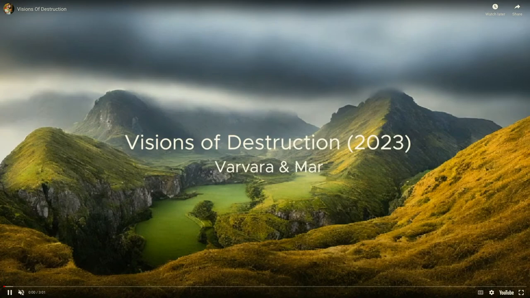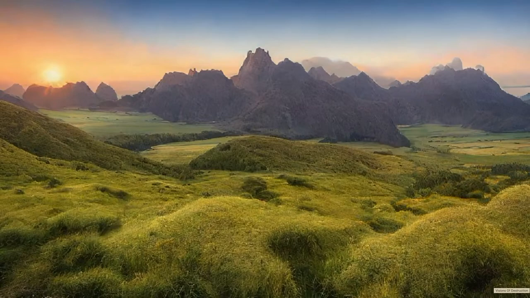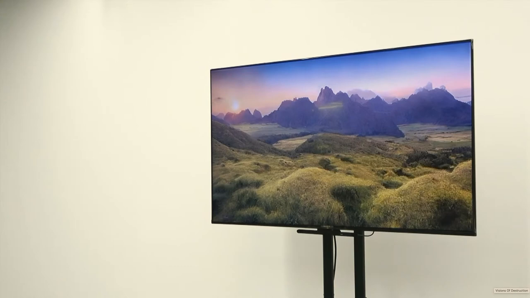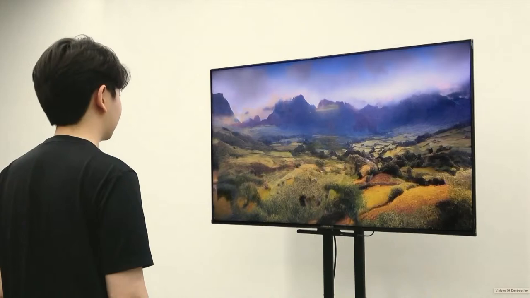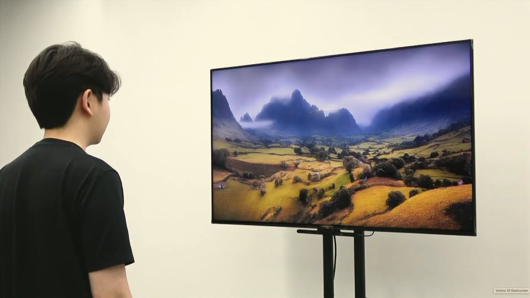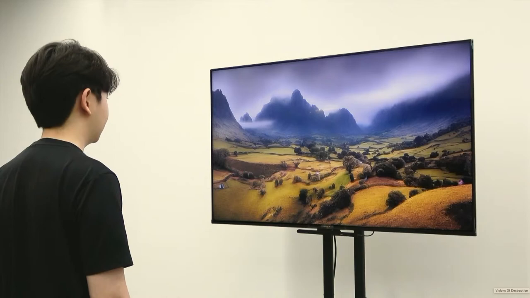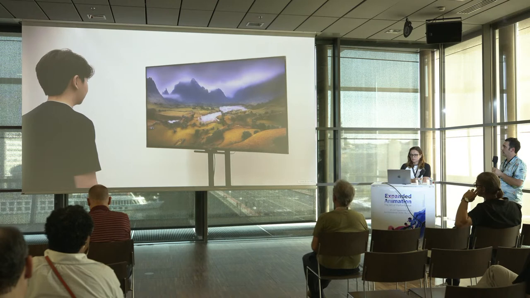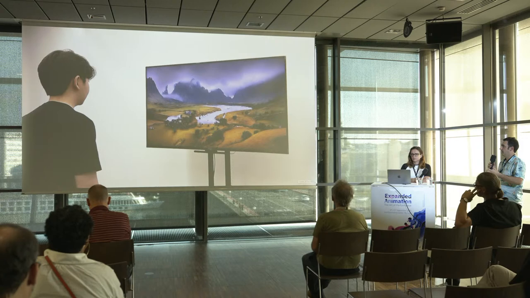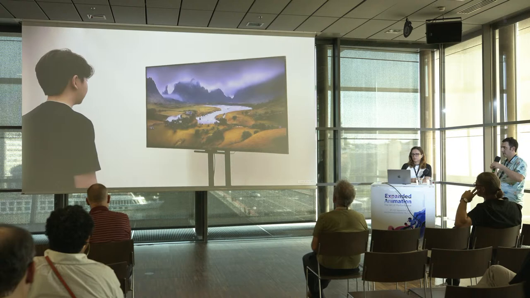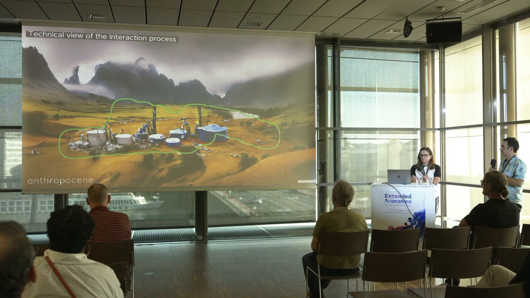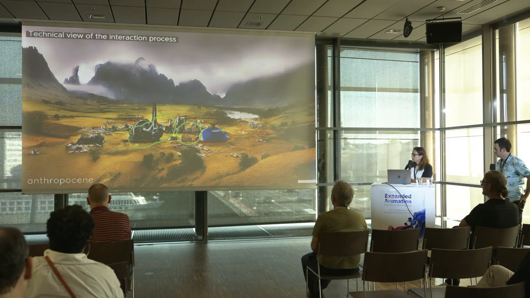Vision of Destruction is a new interactive piece of ours that always creates outstanding, beautiful landscapes, and as soon as a viewer starts to look at the landscape, it will start to pollute it. We're using an eye tracking system to detect which areas the viewer is looking at at this time, and then we transform the landscape in different ways, with human transformations like houses, landfills, or industrial complexes. So here you can see a technical view of where the gaze goes.